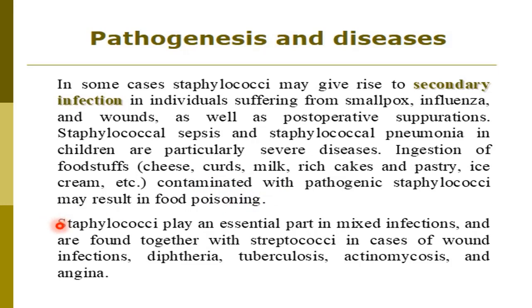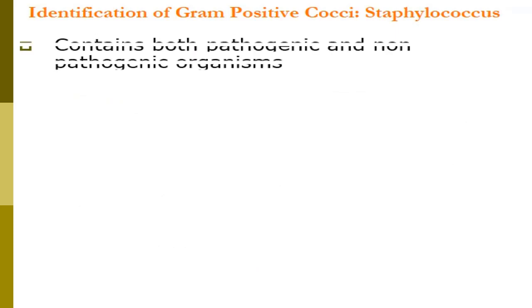It is well known and recognized that staphylococci play an essential part in mixed infections and are found together with streptococci in cases of wound infection, diphtheria, tuberculosis, actinomycosis, and angina. That means it may be one of the two in the mixed infection caused by pus-producing organisms. Now, when I talk on the identification of gram-positive cocci, especially staphylococci, I will take a second for a review of what I said previously.